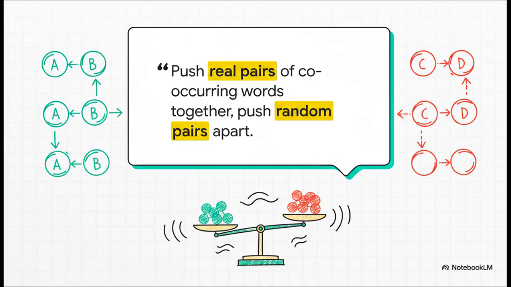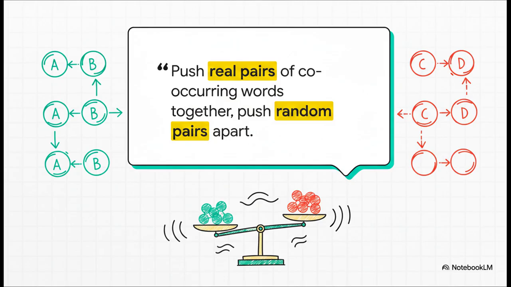When you get right down to it, the whole training process really just boils down to this. The model reads billions and billions of sentences, and for every word, it looks at the words around it. And the goal is simple. Adjust the coordinates on the map to push words that appear together, the real pairs, closer to each other. And at the same time, push words that don't appear together, the random pairs, further apart.